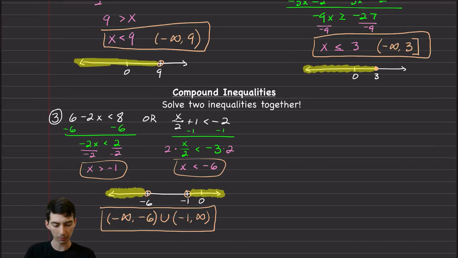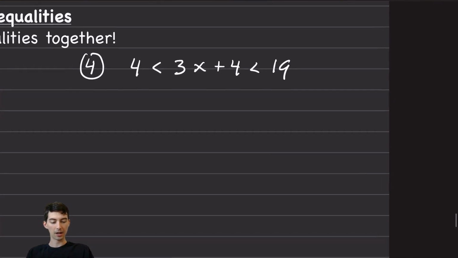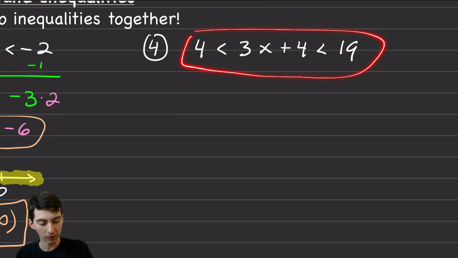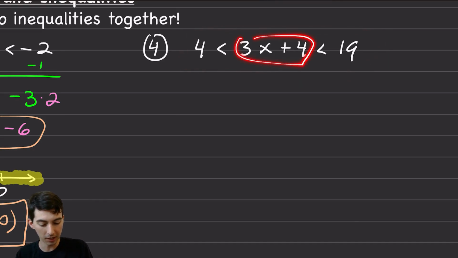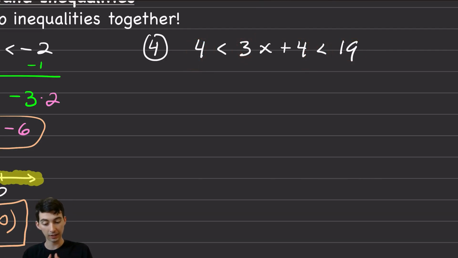All right, we got one more problem to work, and this time it's going to be an "and" statement, and we're going to write it a little differently. Okay, so this is an "and" statement here, and we're just writing it all as one. You can really only do this for "and" statements, but we're saying that 3x plus 4 is in between 4 and 19. And so we're going to solve this all at once, trying to get the x by itself.